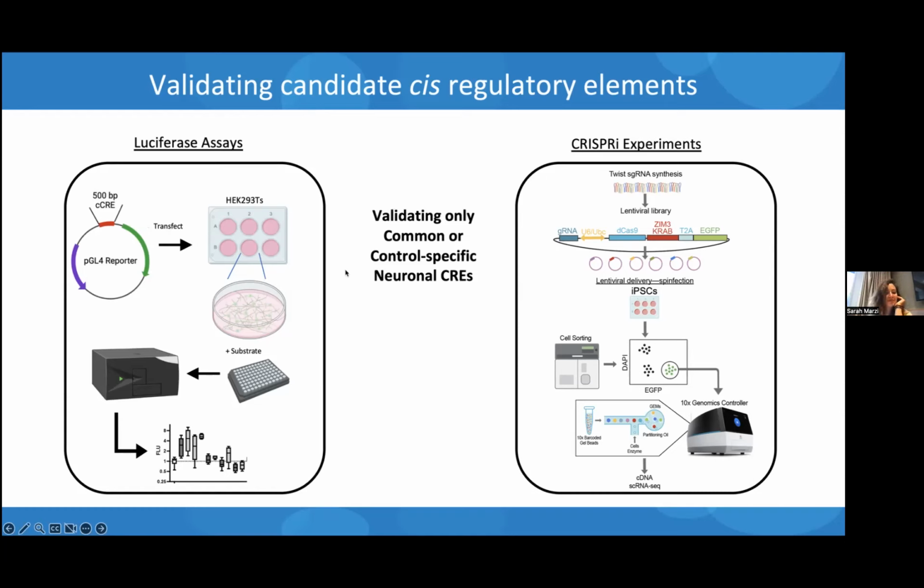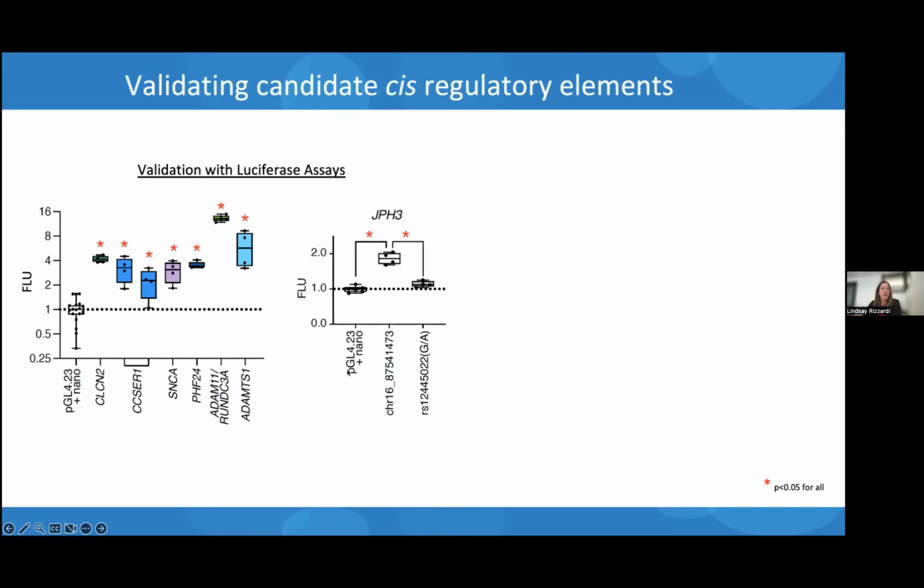Oh, okay. No problem. So one of the first strategies is using luciferase assays, in which we insert one of our elements into a luciferase reporter. We transfect that into cells and then look for luciferase activity. Using that strategy, we have validated several of our CREs that were linked to these genes shown here on the bottom.